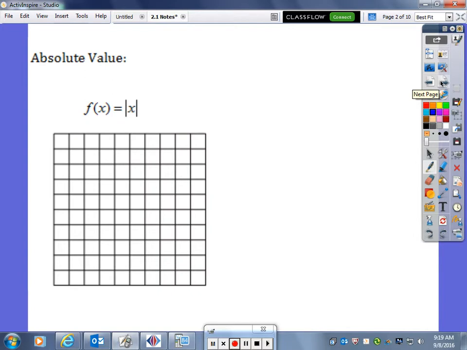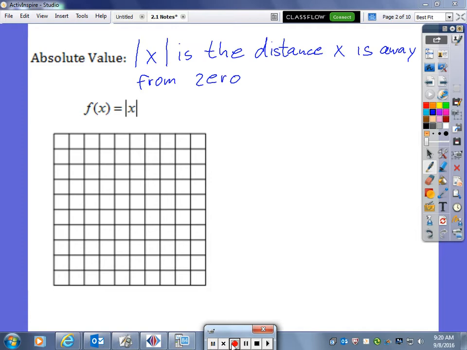So let's think about absolute value. What is absolute value? You know it's written with absolute value bars, absolute value of x. The absolute value of x is the distance x is away from 0. And since it is a distance, that means that it cannot be a negative number. No matter to which direction the distance goes, it's just the absolute value of the number of units that lies between that x and 0.